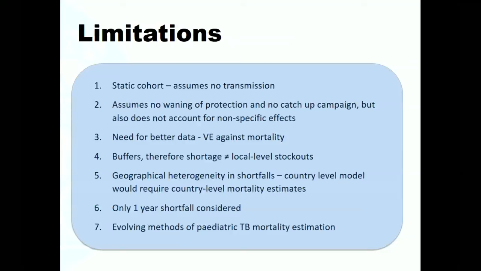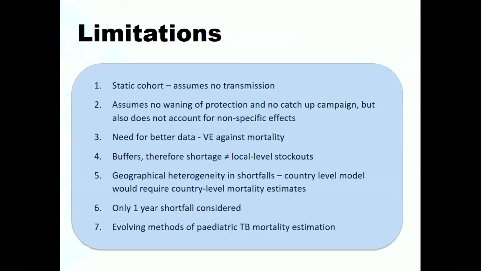Now, obviously, countries have buffers available, and therefore shortages don't necessarily directly lead to local level stockouts. However, WHO reporting from 2014 indicated that at least 6 of the 22 high-burden countries did experience local-level stockouts that led to children missing vaccination. There is a geographical heterogeneity in the shortfalls and the burden of disease. Here we developed a global-level model because the TB paediatric mortality estimates at the moment are only available at the global level. We're hoping within the next year or so to have country-level estimates, but with the data that was available, only a global-level estimate was possible.